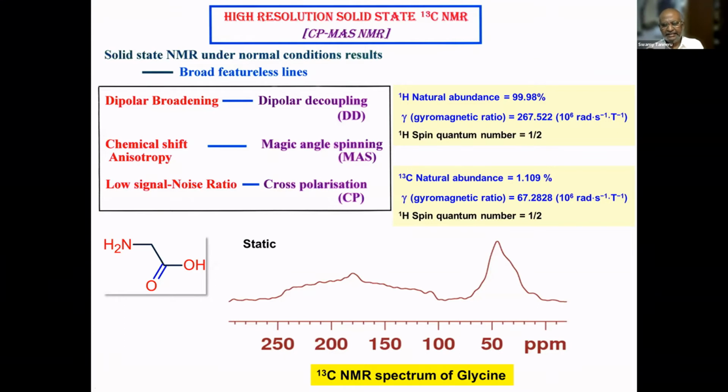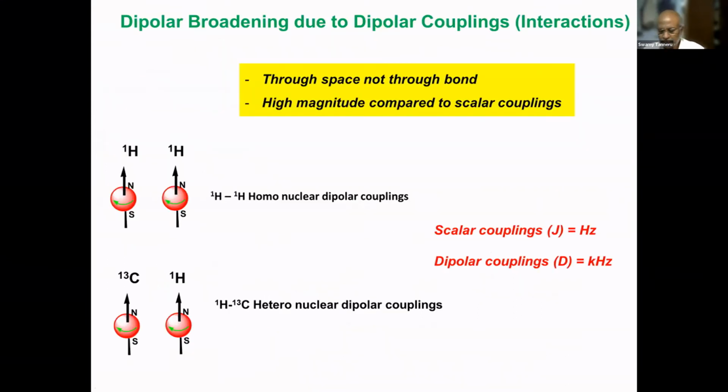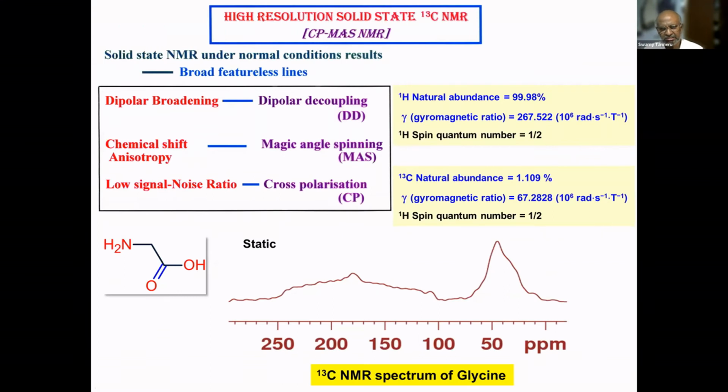Now, in order to handle this, that means in order to enhance the signal intensity, there are new techniques which came into existence. So what actually I'm trying to say, if you want to get well-resolved carbon-13 NMR of a crystalline or amorphous solid, you need to handle these 3 issues: dipolar broadening, chemical shift anisotropy, low signal to noise ratio. Now, in order to handle these 3, you have to employ these 3 techniques. That's why high-resolution solid state NMR is nothing but DD, CP, MAS NMR.